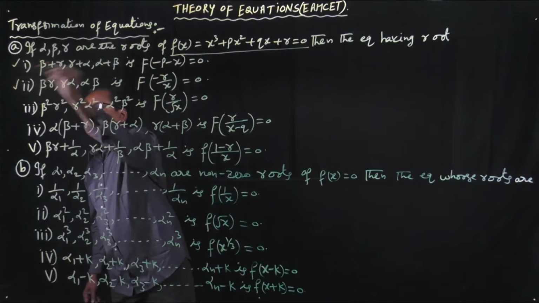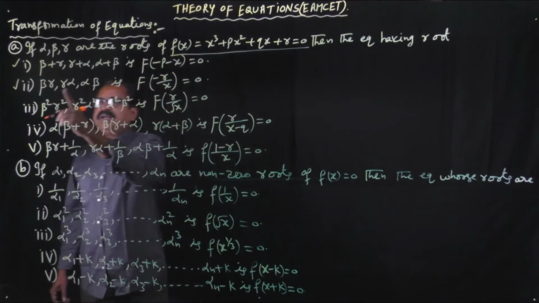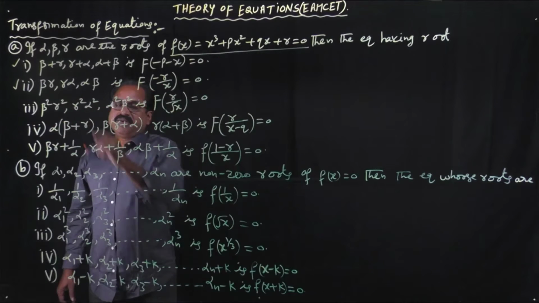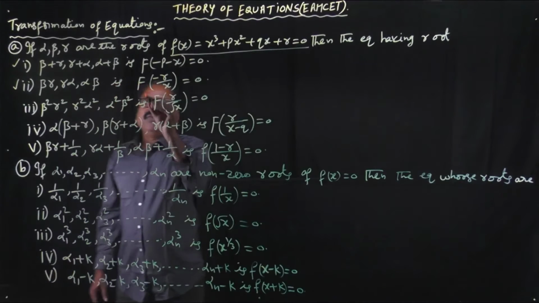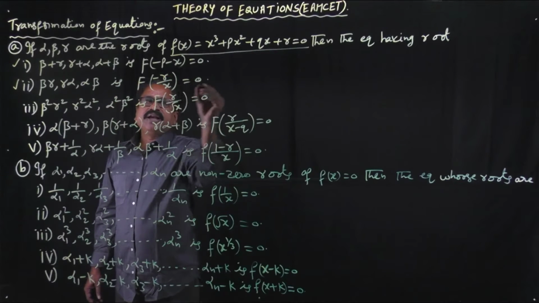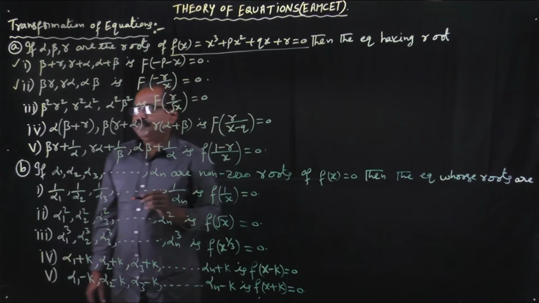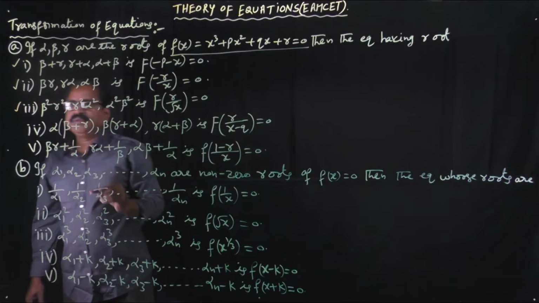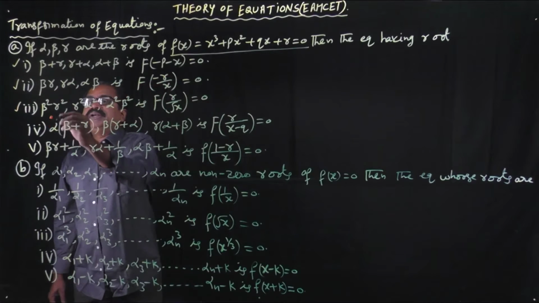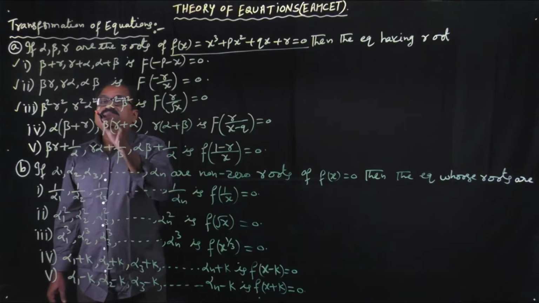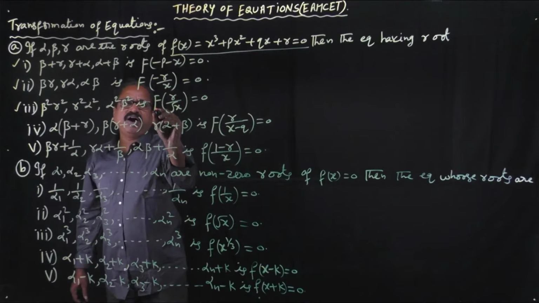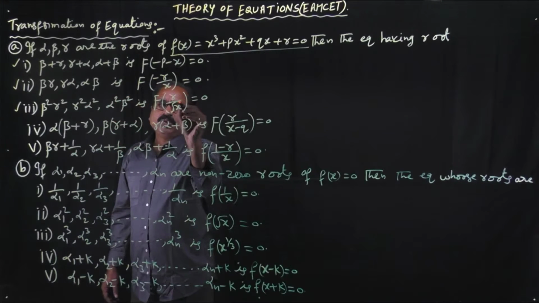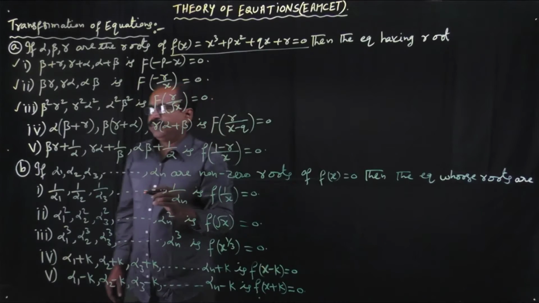Second one is the roots are beta gamma, gamma alpha and alpha beta is f of minus gamma by x is equal to 0. Third one is the roots are beta square gamma square, gamma square alpha square, alpha square beta square is f of gamma by root x is equal to 0.